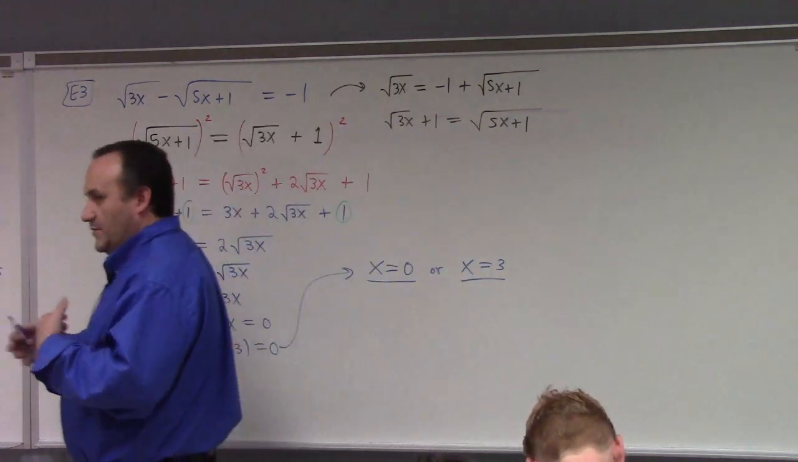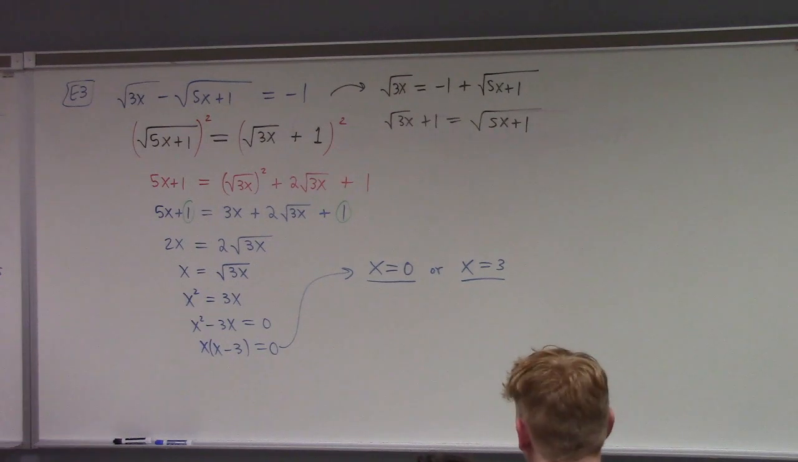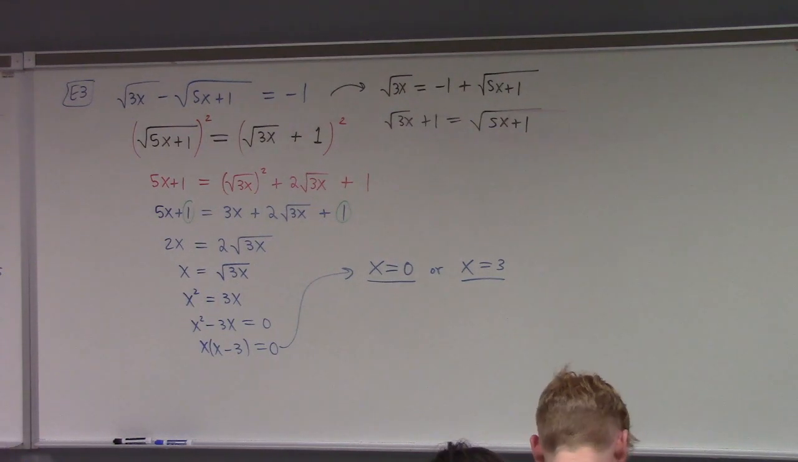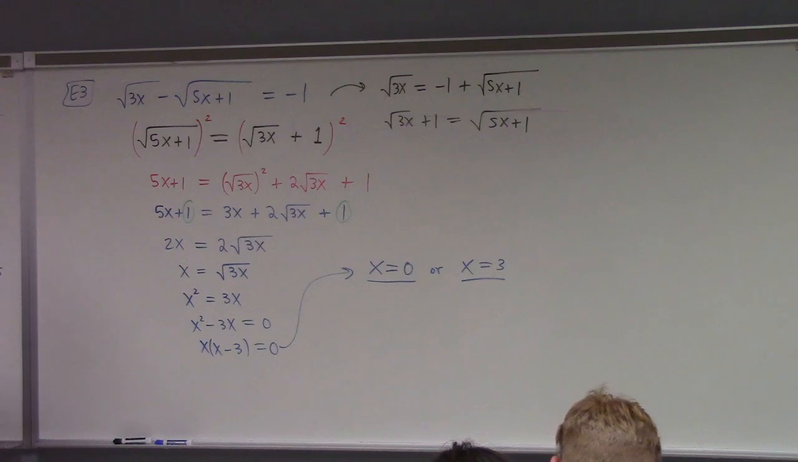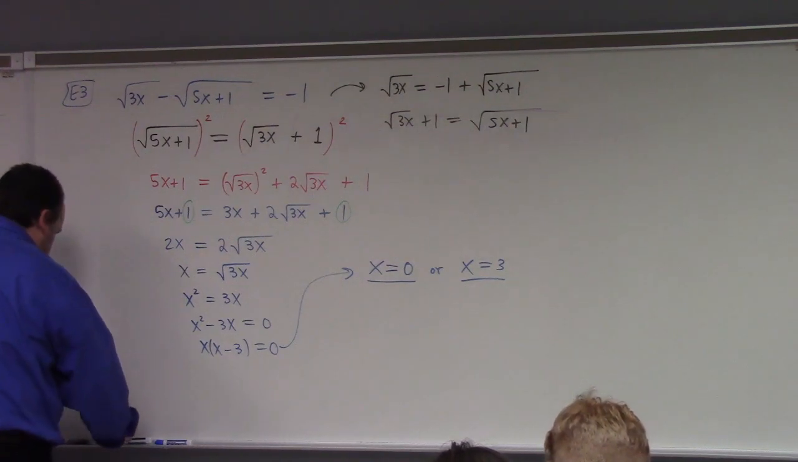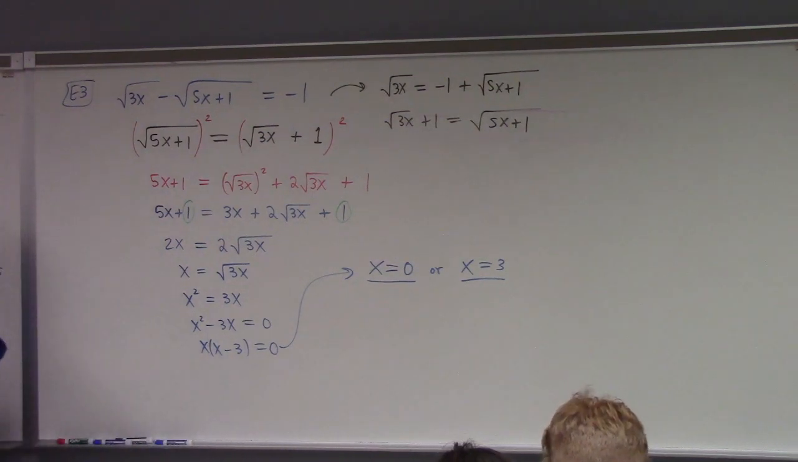Those are potential solutions because they may or may not actually solve the original problem, because we have squared it and then we have squared it again. When we do that, we may be injecting solutions which are not actually there for our problem, but they're for a problem which is related by like multiplication by a negative. Anyway, so plug 0 back in. Does it work?